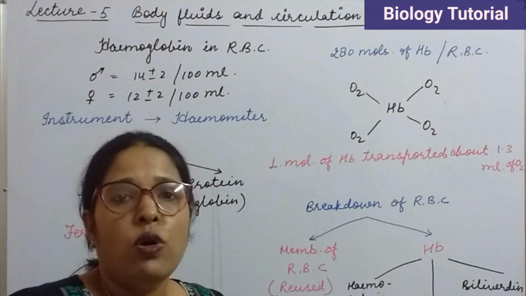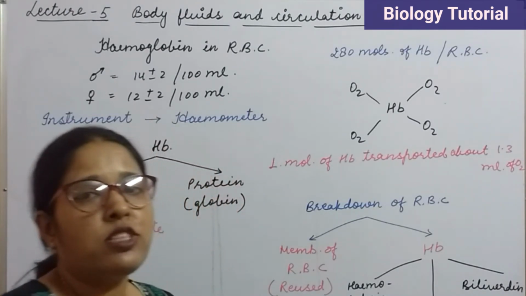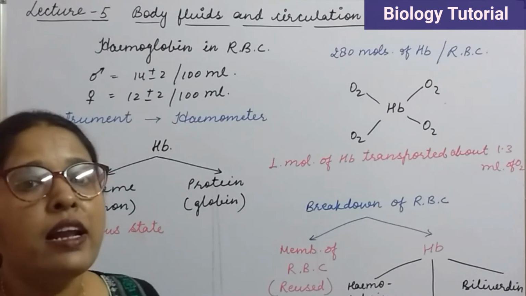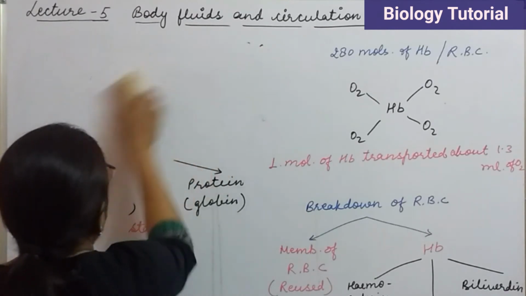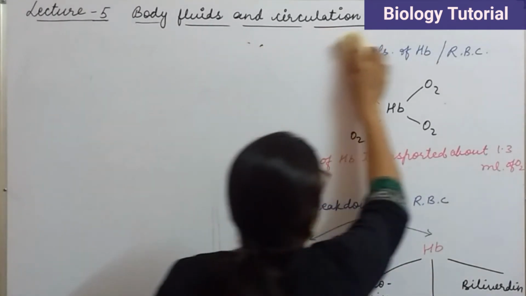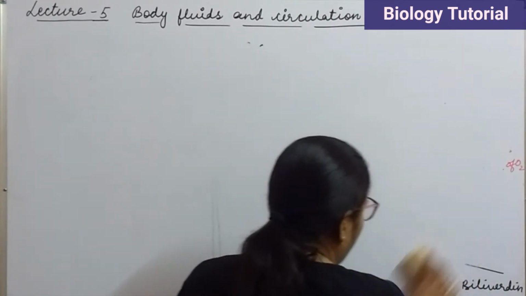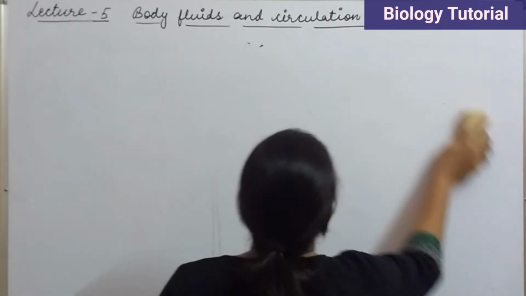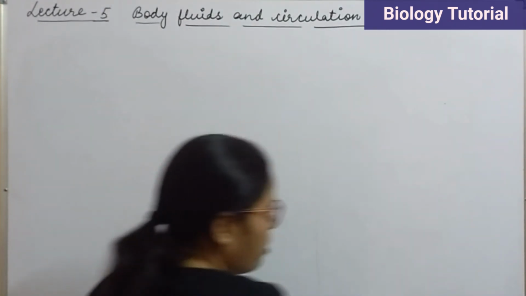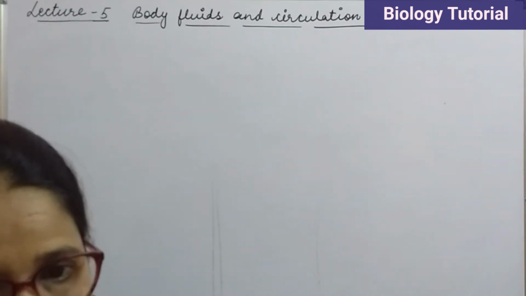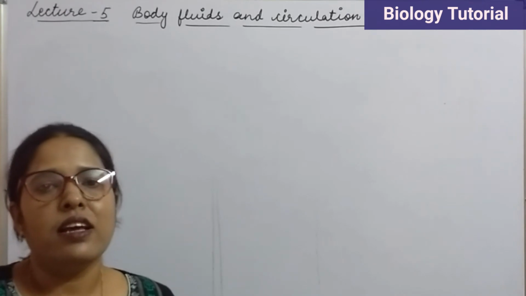Now, what will happen when hemoglobin is combined with oxygen, carbon dioxide and carbon monoxide? Basically, three gases combine with hemoglobin: oxygen and carbon dioxide, which are present in our body, and carbon monoxide, which is inhaled in case of air pollution. If we inhale polluted air, then carbon monoxide may enter the body.